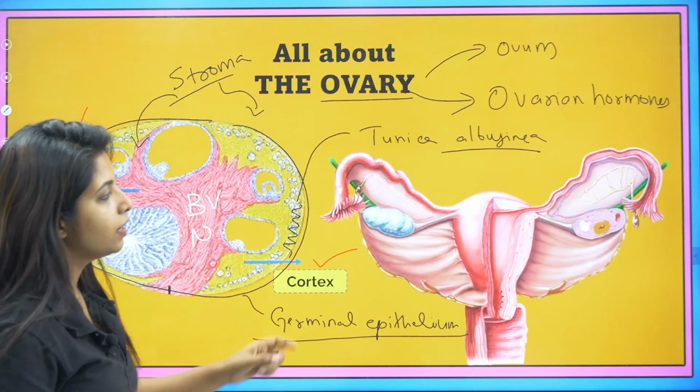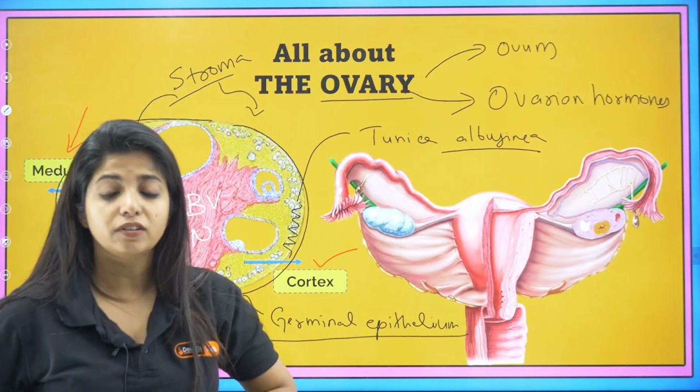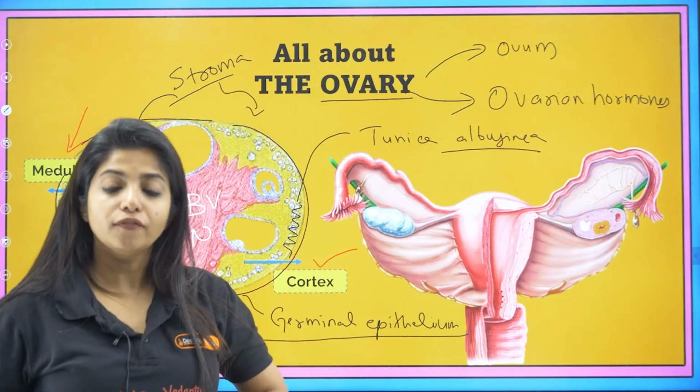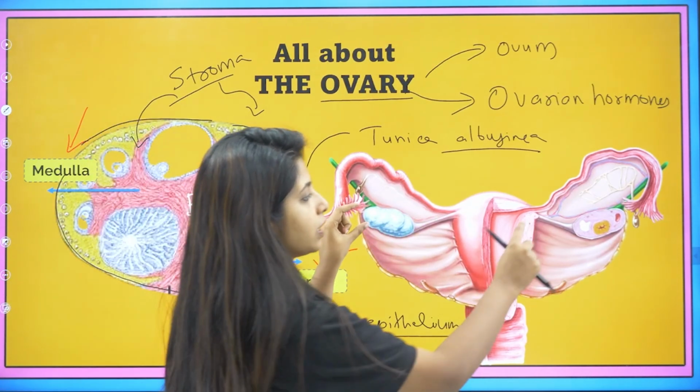Where is the ovary located? Towards this particular region. Where is it? Again in the lower abdominal region, that is the pelvic region. In the pelvic region of the females, you would have the ovary located. Now the ovary is over here, as you can see.